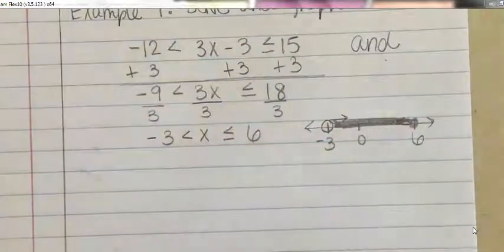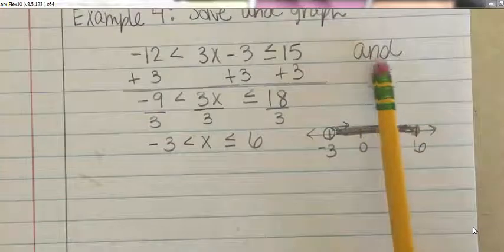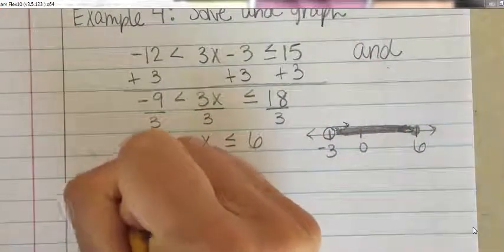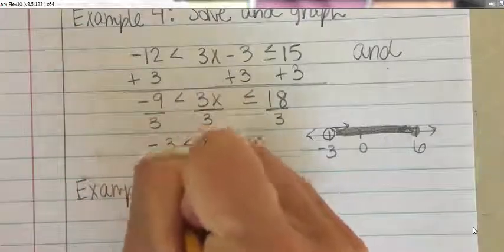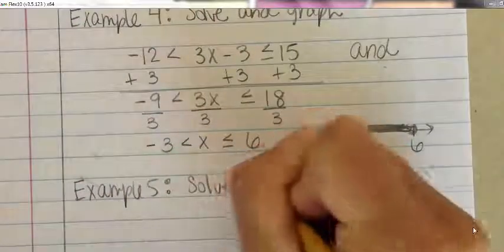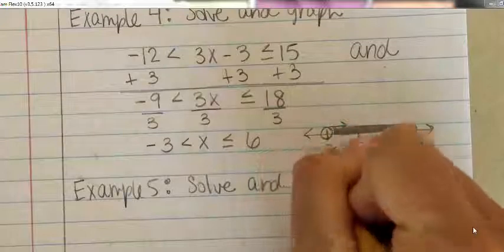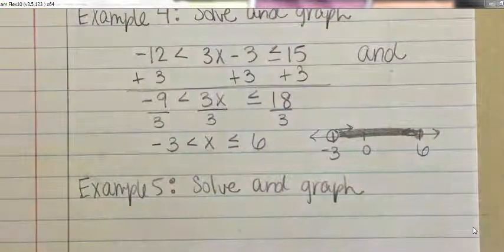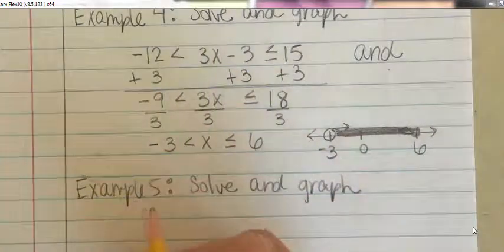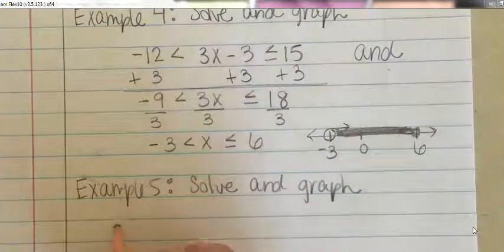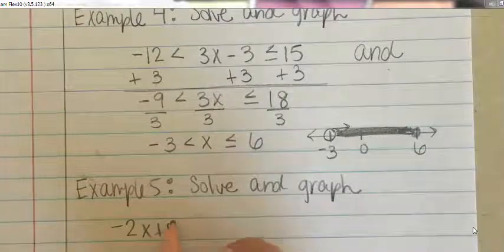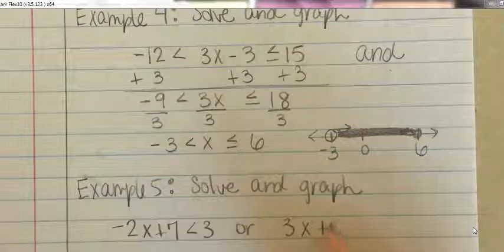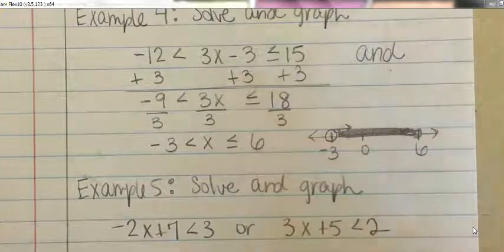All right, so let's do another one. And so this might be important. You might want to highlight that. Example 5. Again, solve and graph. And we'll do, how about -2x plus 7 less than 3, or 3x plus 5 less than 2.